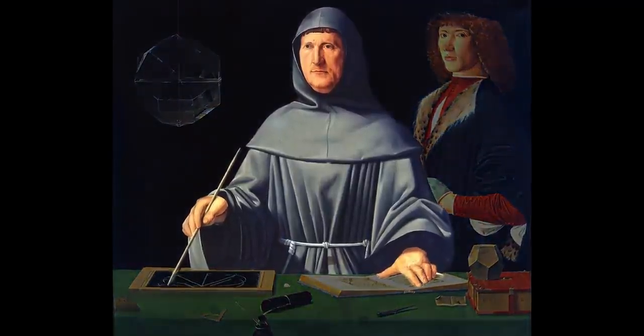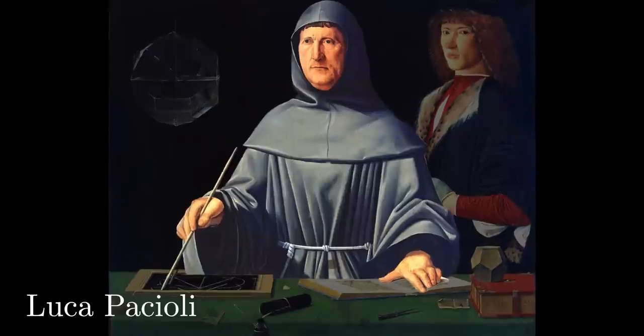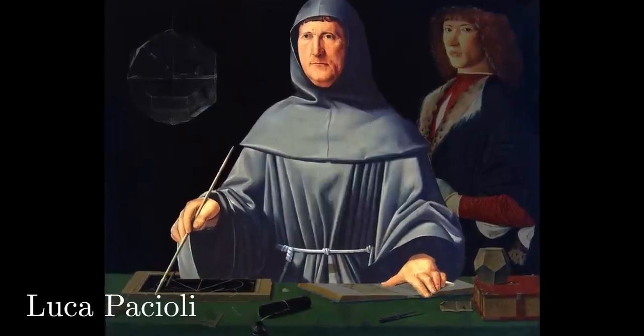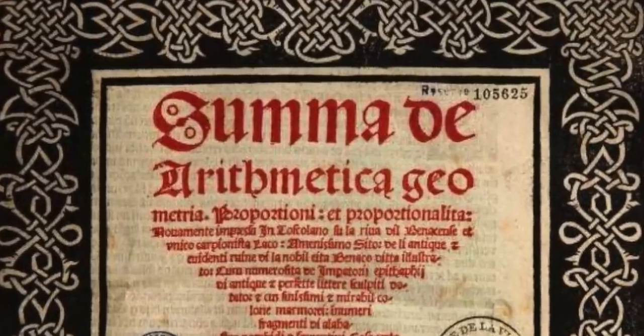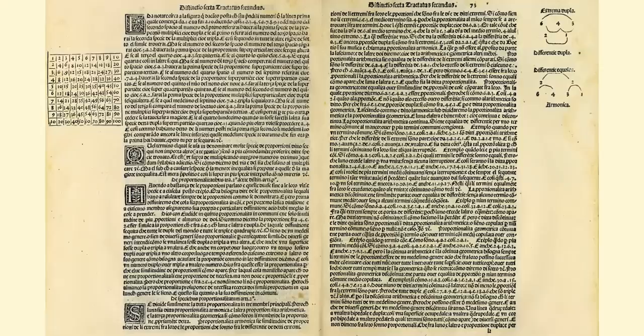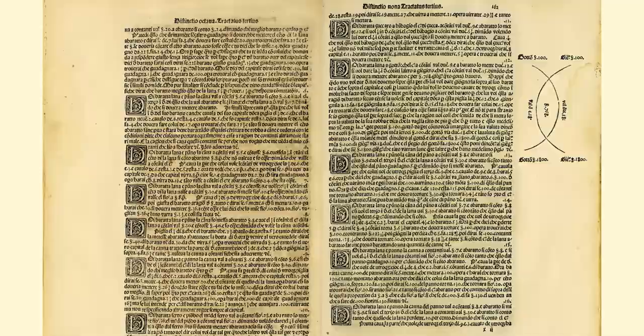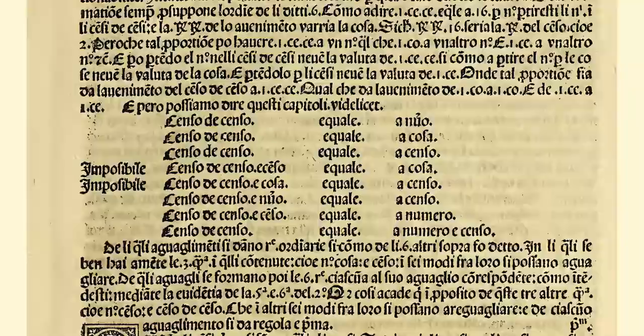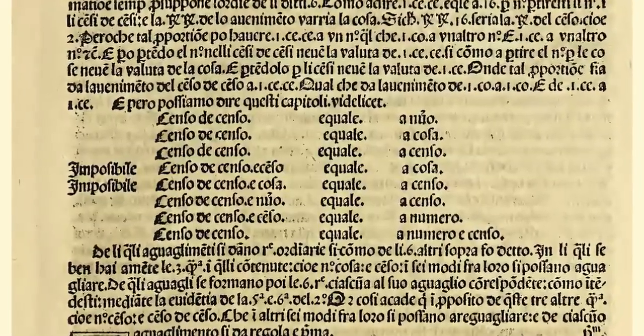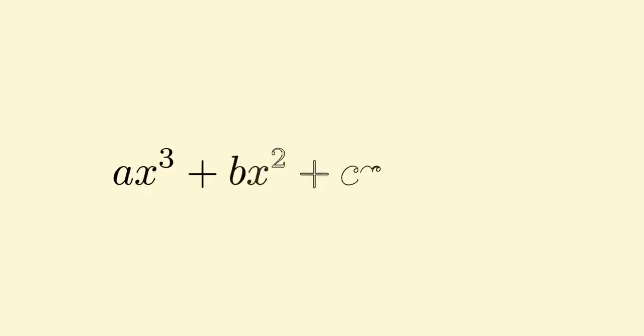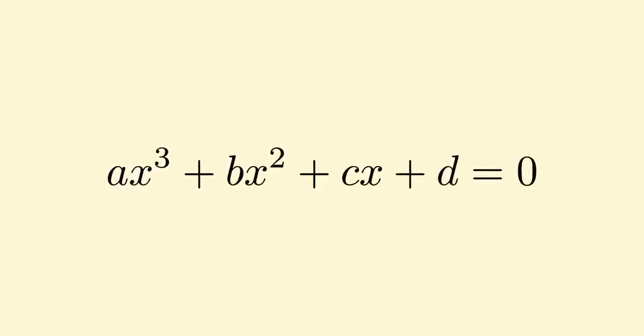In 1494, Luca Pacioli, who is Leonardo da Vinci's math teacher, publishes Summa de Arithmetica, a comprehensive summary of all mathematics known in Renaissance Italy at the time. In it, there is a section on the cubic, any equation which today we would write as ax cubed plus bx squared plus cx plus d equals 0.